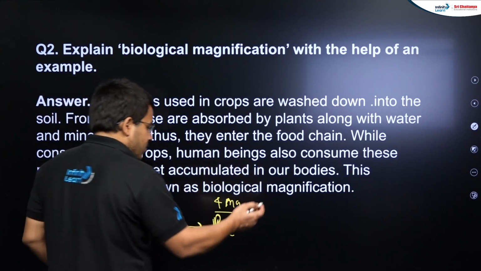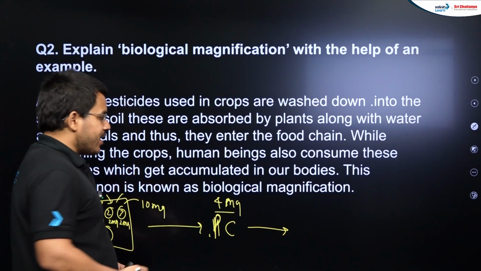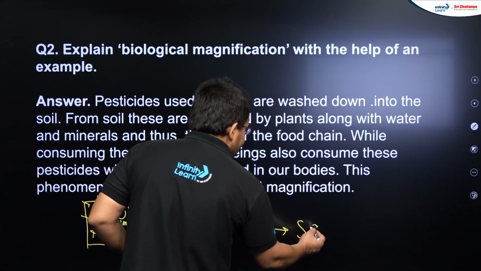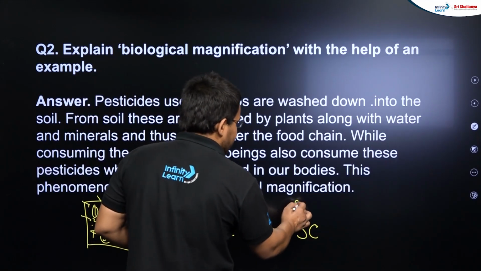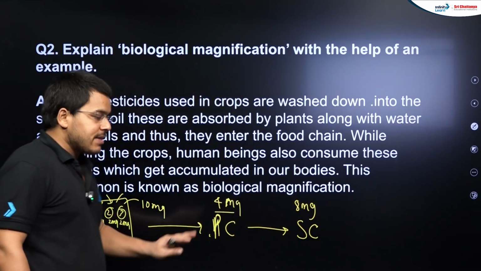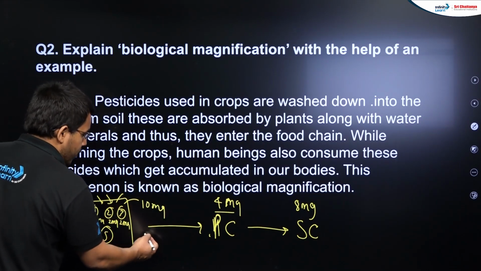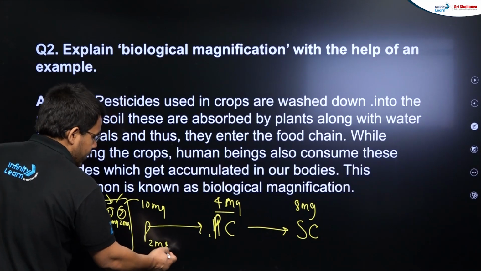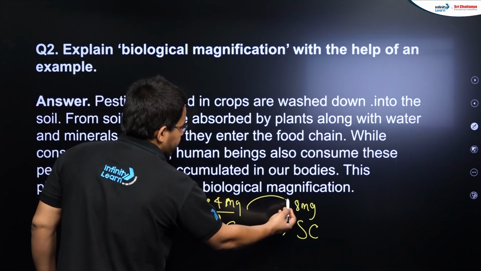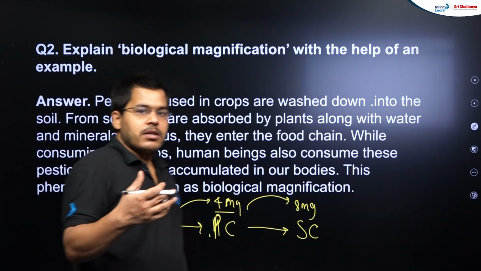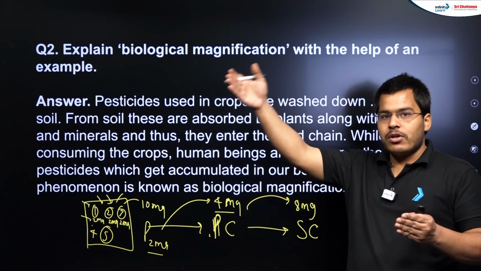Now at the next trophic level, some carnivorous animal, the secondary consumer, eats 2 herbivores of this level, so it will have 8 milligram. So what you can see, students, is that this harmful chemical is increasing. For producers it was 2 milligram, for the primary consumer it is 4 milligram, and for the secondary consumer it is 8 milligram. So this harmful, lethal chemical keeps increasing as we move in trophic levels from producers to the top consumer.